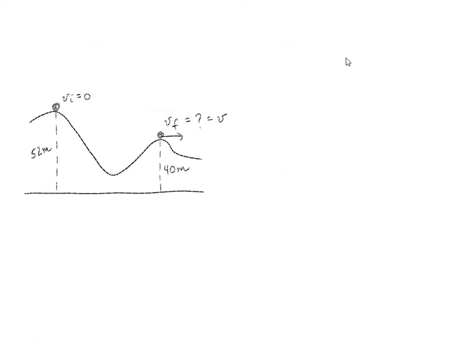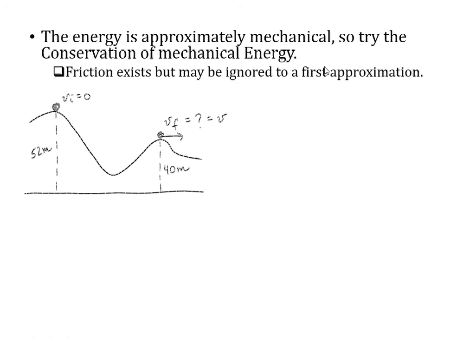Small version of the picture so that we can bear in mind exactly what's going on. The energy is approximately mechanical. So try the conservation of mechanical energy. Need an uppercase M there to make it look a little bit better. Should point out that in this problem, certainly friction exists, but it can be ignored at least to a first approximation. The friction is going to be very small compared to the kinetic energy of the car in motion and the gravitational potential energy of the car.